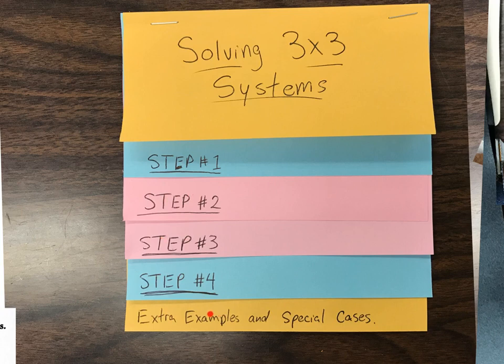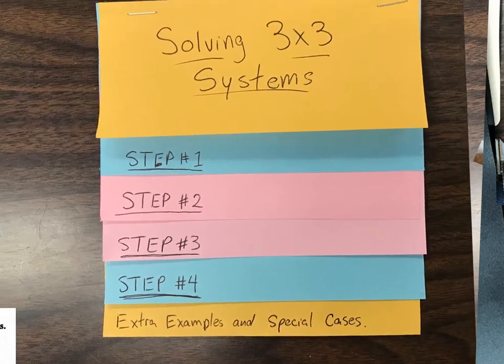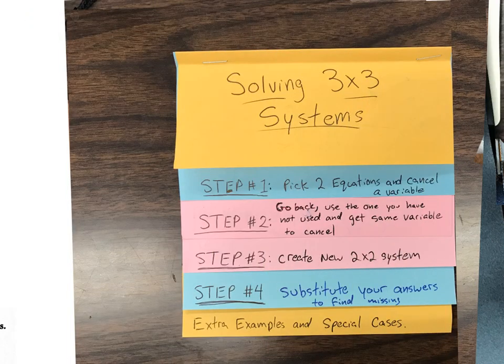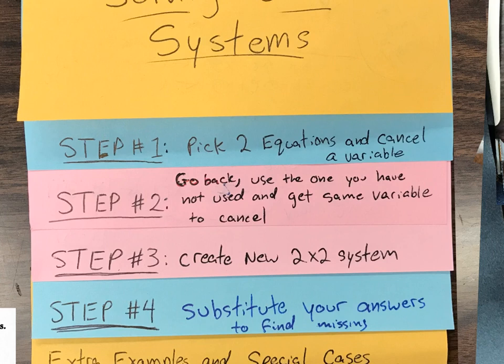And down here at the bottom, I put extra examples and special cases. Extra examples and special cases at the bottom. That's because there's an extra tab. So anyway, on step 1, you could write it in your own words or just something that'll get you started. So like for step 1, you got to pick 2 equations and cancel a variable. That's exactly what I wrote.